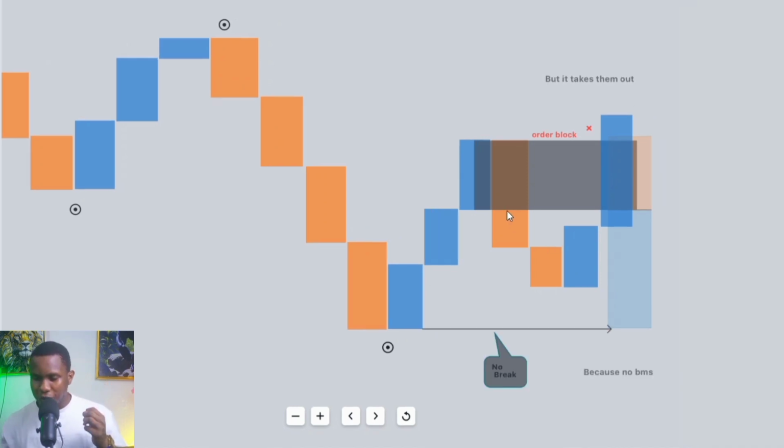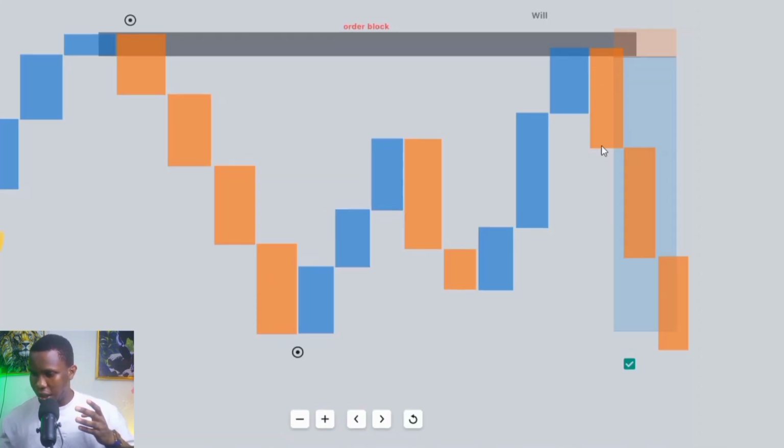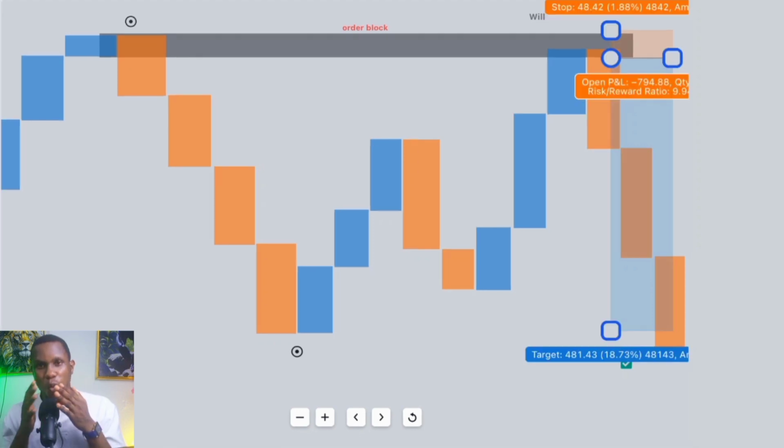Because after this order block was formed, it didn't make a break of market structure. But let's look at this order block right here that made a break of market structure. Selling from here, can you see how this trade went in our direction, guys? This is a 1:9 risk to reward ratio, guys.